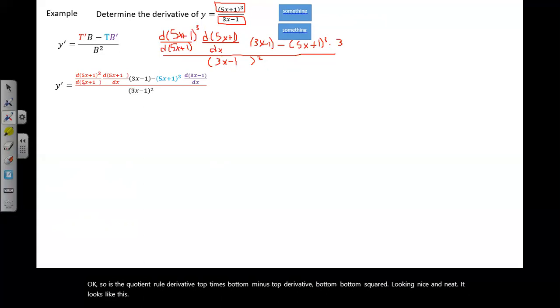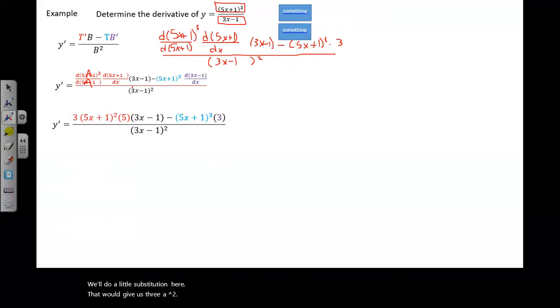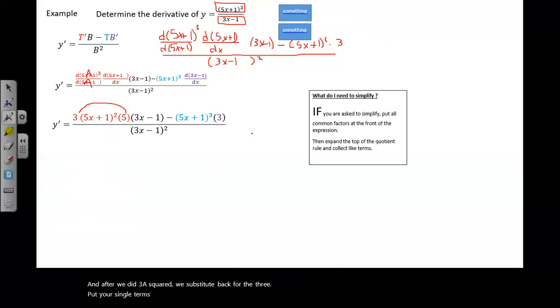We'll do a little substitution here. That would give us 3a squared multiplied by 5, write down the bottom, write down the top, derivative of that was just 3, bottom squared. And after we did 3a squared, we substitute back for the 3. Put your single terms together. So if you're asked to simplify, put common factors at the front, expand the top of the quotient rule.